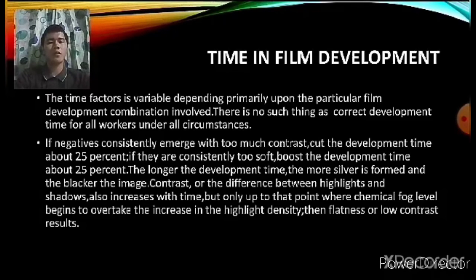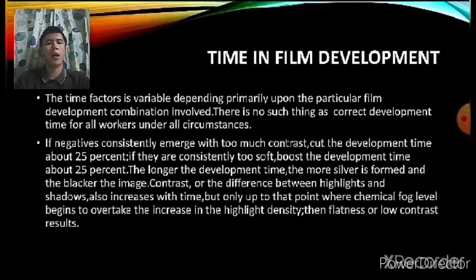If negatives consistently emerge with too much contrast, cut the development time about 25%. If they are consistently too soft, boost the development time about 25%. The longer the development time, the more silver is formed and the blacker the image. Contrast, or the difference between the highlights and shadows, also increases with time, but only up to the point where chemical fog level begins to overtake the increase in the highlight density, then flatness or low contrast results.